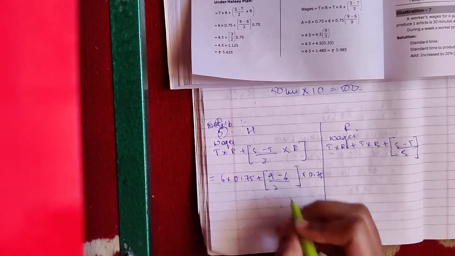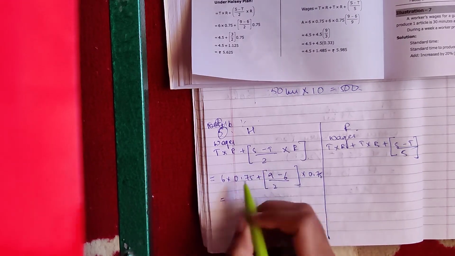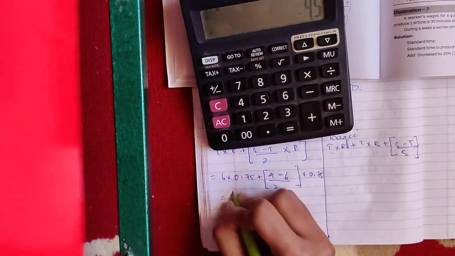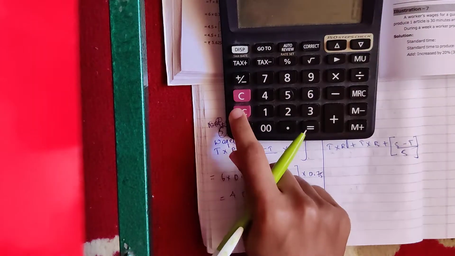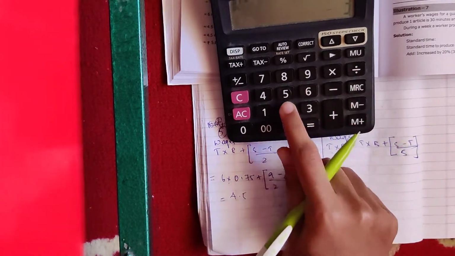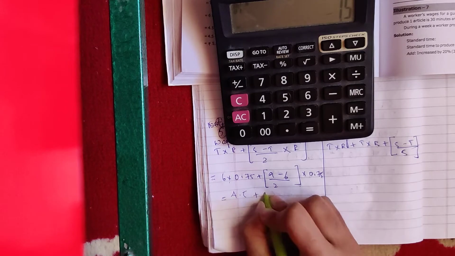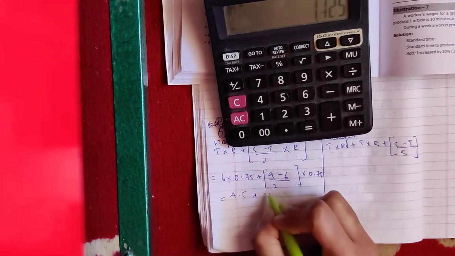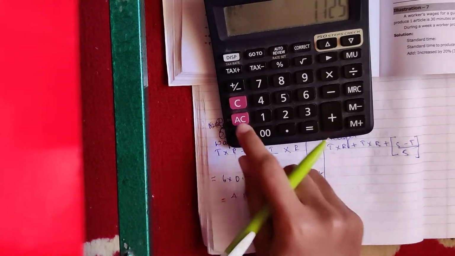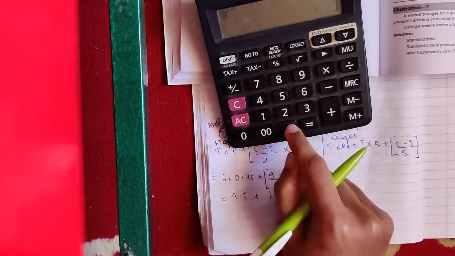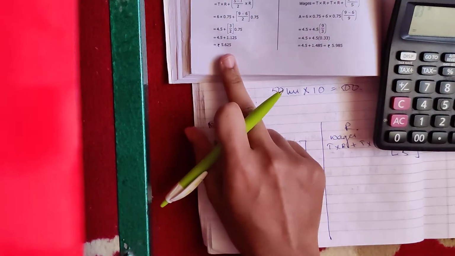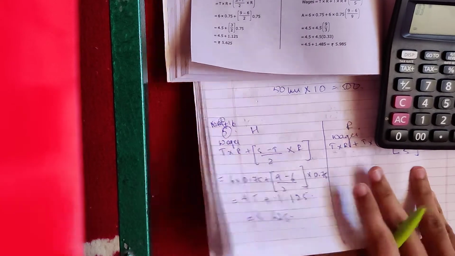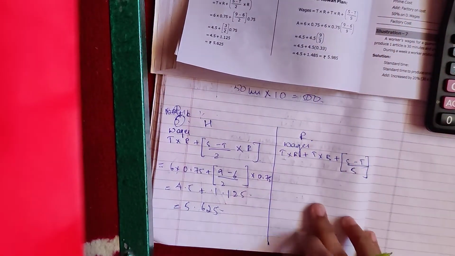Similarly, now you will have to substitute this particular formula. Now in order to substitute, it is 6 into 0.75, that is 4.5. Okay, that is 9 minus 6 divided by 2 is 1.5, plus 1.5 into 0.75 is 1.125. So 4.5 plus 1.125 is 5.625. Now similarly you will have to use the necessary information and substitute under Rowan plan also.